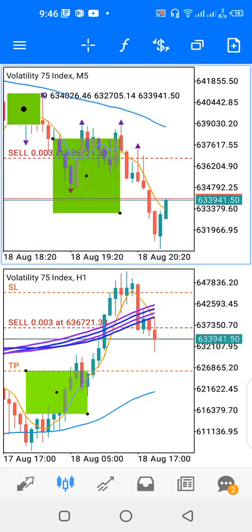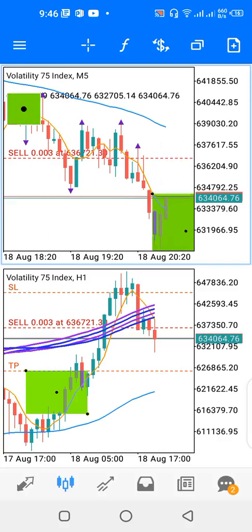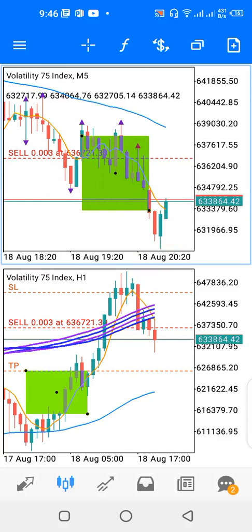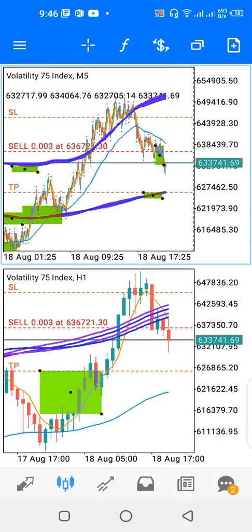Then we had retracement here. Price went up but continued down. Now we are having another retracement here. It's ready to come up a bit, then continue down. Okay, it's approaching the first level of support, which is the mid band.